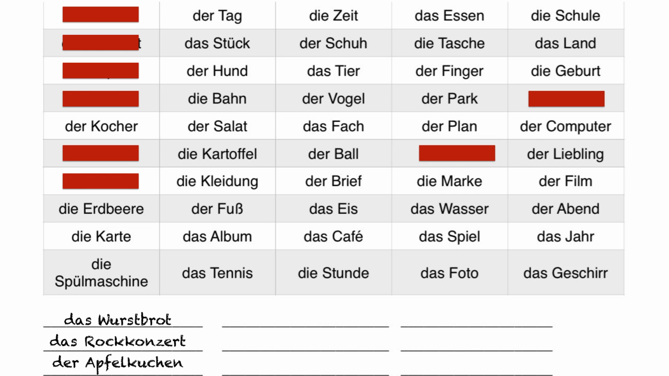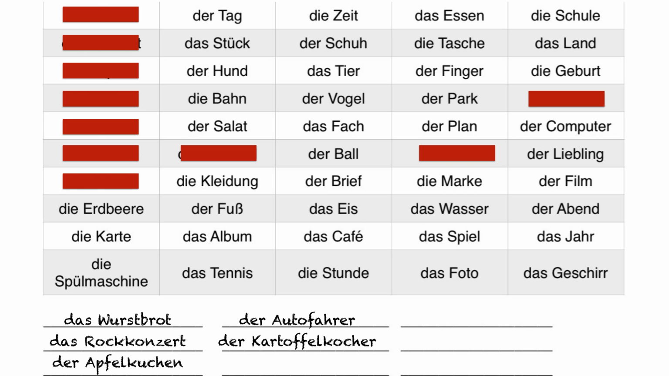Auto is neuter, but since Fahrer is the last thing that's in our word here, we end up with der Autofahrer, the car driver. The next example is der Kocher, the cooker, put together with die Kartoffel, the potato. So we end up with der Kartoffelkocher, the potato cooker.